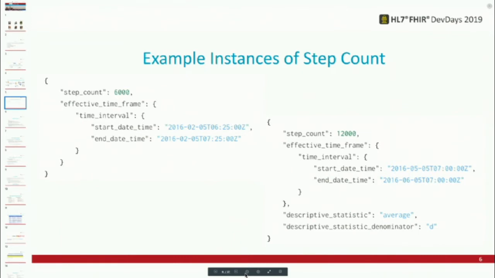One is just an instance of a step count within a specific time interval. But the schema also allows us to model descriptive statistics. In this case, the value would be the average daily step count within the time frame described by the time interval.